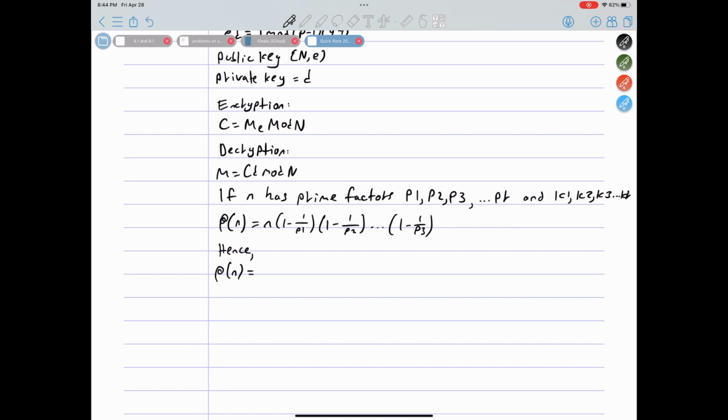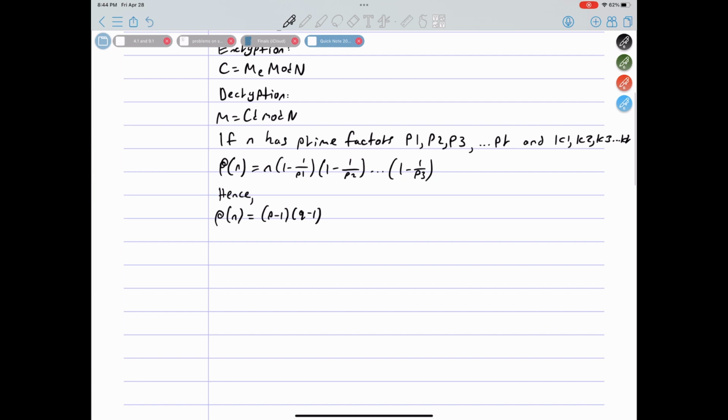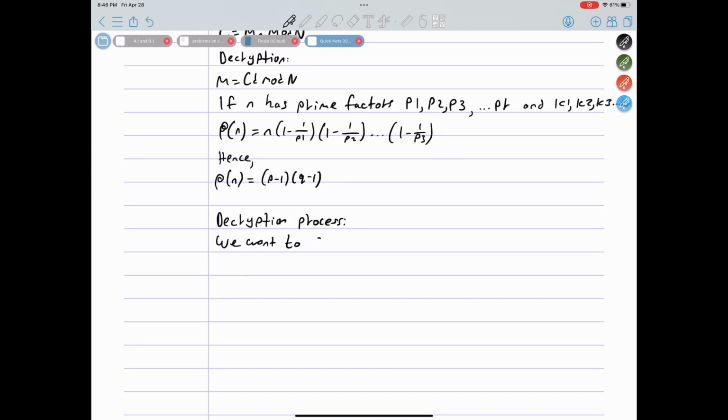For the RSA modulus n equal to pq, we have phi(n) equal to (p minus 1) times (q minus 1). Additionally, we can use Fermat's little theorem in the form of Euler's theorem, which states that if x is relatively prime to n, then x to the power phi(n) is equal to 1 mod n.